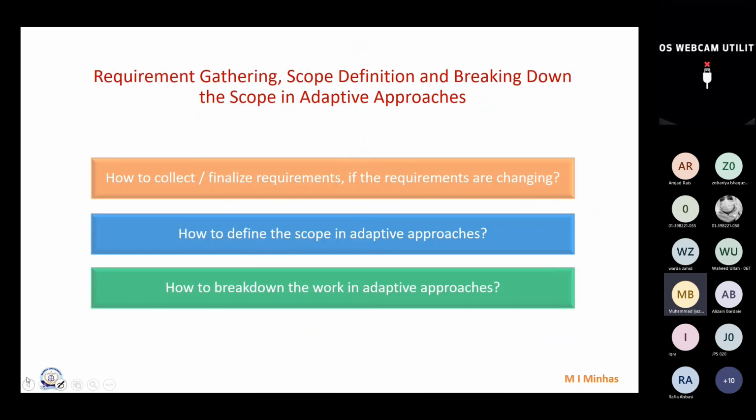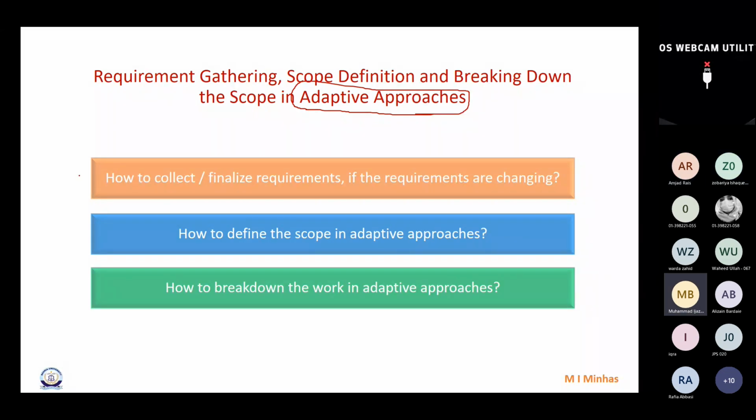So now let's have a quick look at a few factors or considerations that are specific to the adaptive approaches, right? Is it clear? Okay.